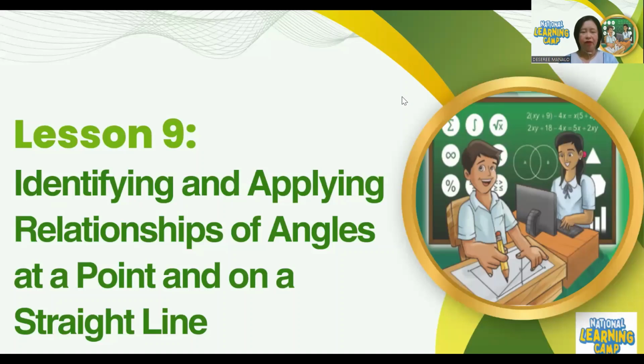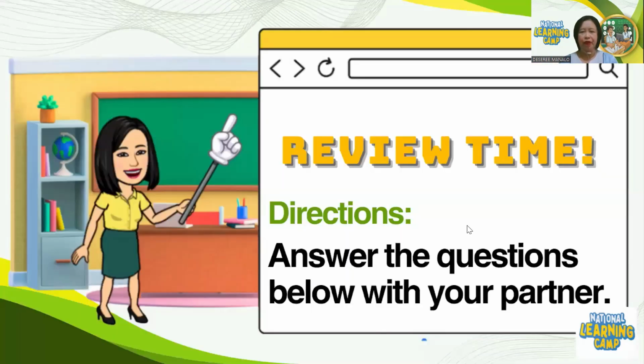Hi everyone, our NL's topic is Lesson 9, Identifying and Applying Relationships of Angles at a Point and a Straight Line. Let's start from our review. Answer the questions below with your partner. You can pause the video and then answer the question.